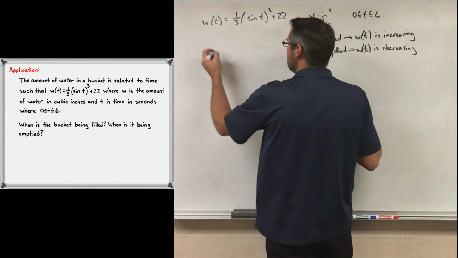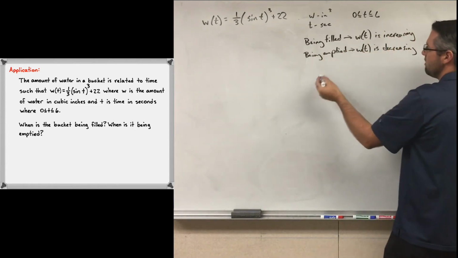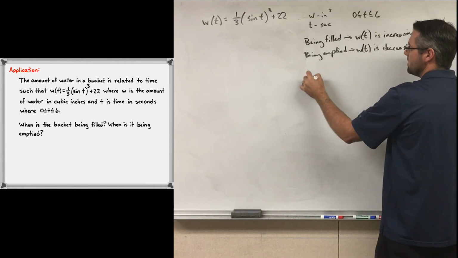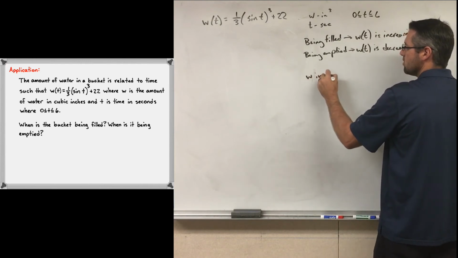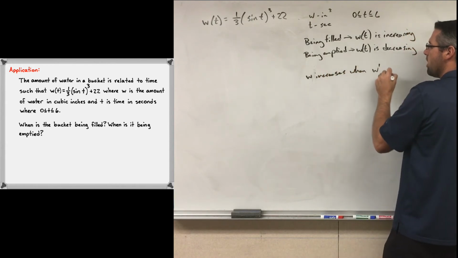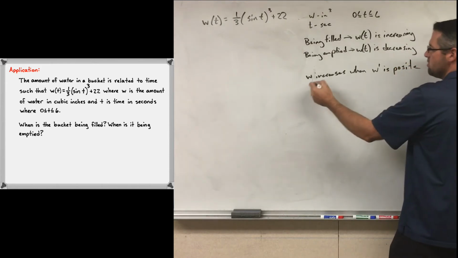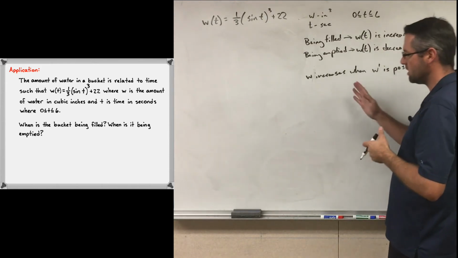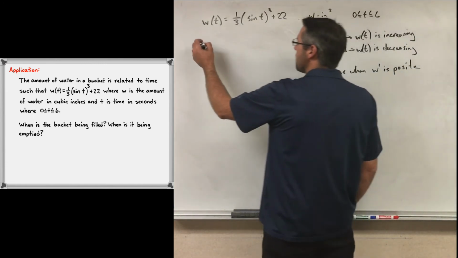So let's go ahead and interpret that. We would say that we are being filled when W is increasing, therefore we are looking for something like this. W increases when W prime is positive. Okay, and then W decreases when W prime is negative. We'll get there. But the bottom line is we're going to need to figure out what W prime is. We're going to need to figure out the derivative.